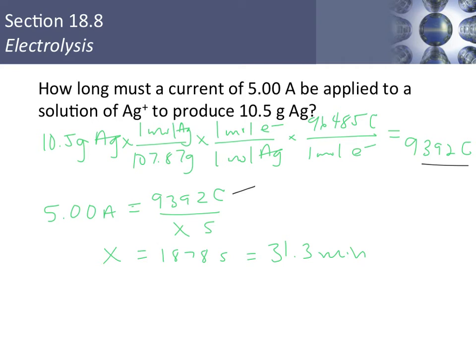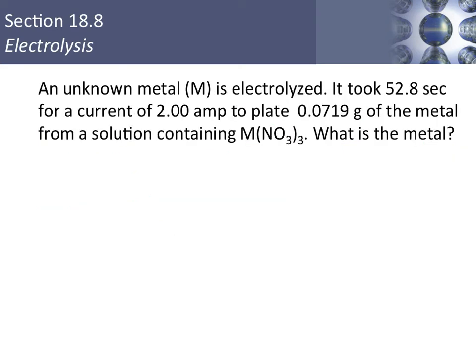I take my coulombs and I plug it into my equation with amps. Amps are coulombs per second. So 5 amps equals 9,392 coulombs over x seconds. If I solve for x seconds, I get 1,878 seconds. And I put that in minutes just to make it a little bit more manageable. 31.3 minutes.